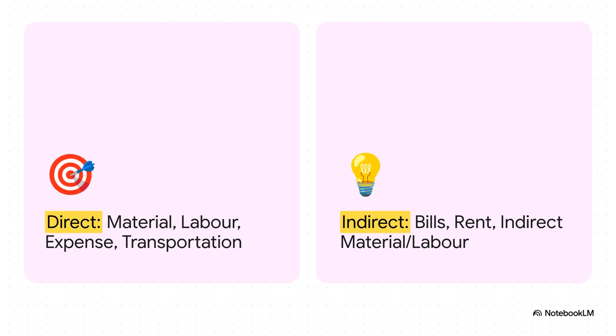Indirect costs, on the other hand, are the general expenses of keeping the lights on. We're talking rent for the building, utility bills, or indirect materials. You can't easily trace exactly how much of the monthly factory electricity bill went into making one single $5 marker, but you know that electricity still has to be paid for.